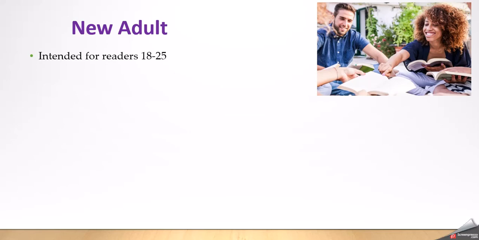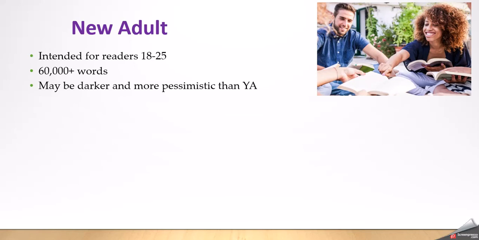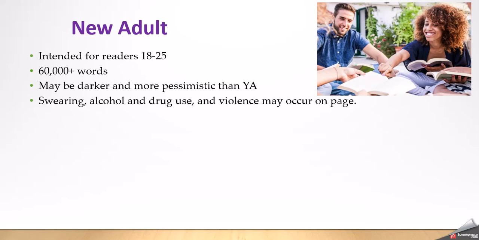And lastly, new adult. We're going to talk about this a tiny bit when we look at Persepolis. New adult books are intended for readers who are 18 to 25 years old. So in that first stage, just after high school. Usually they're about the same length as young adult books, so about 60,000 to 80,000 words. They can be longer, but most of the time these are contemporary novels, so they're not longer than that. They can be more dark and more pessimistic than young adult books.